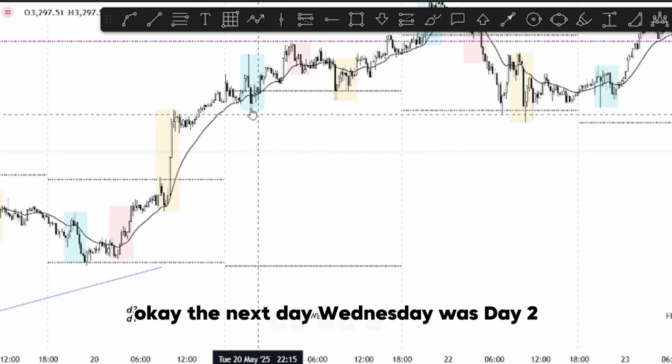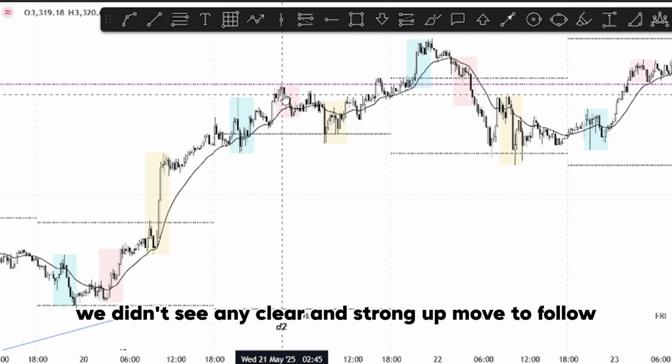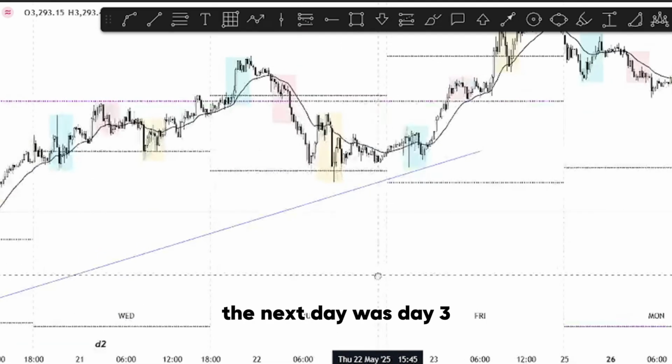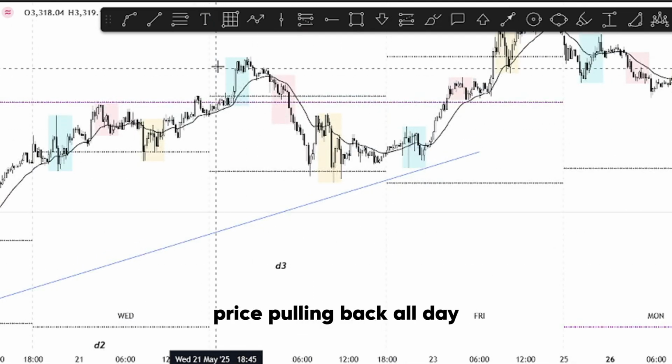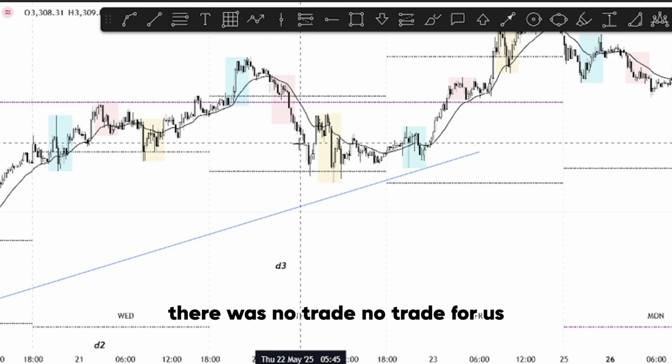Okay, the next day, Wednesday, was day 2. We didn't see any clear and strong up move to follow, so there was no trade. The next day was day 3. Price pulled back all day, but was still above the trend line. There was no trade. No trade for us.